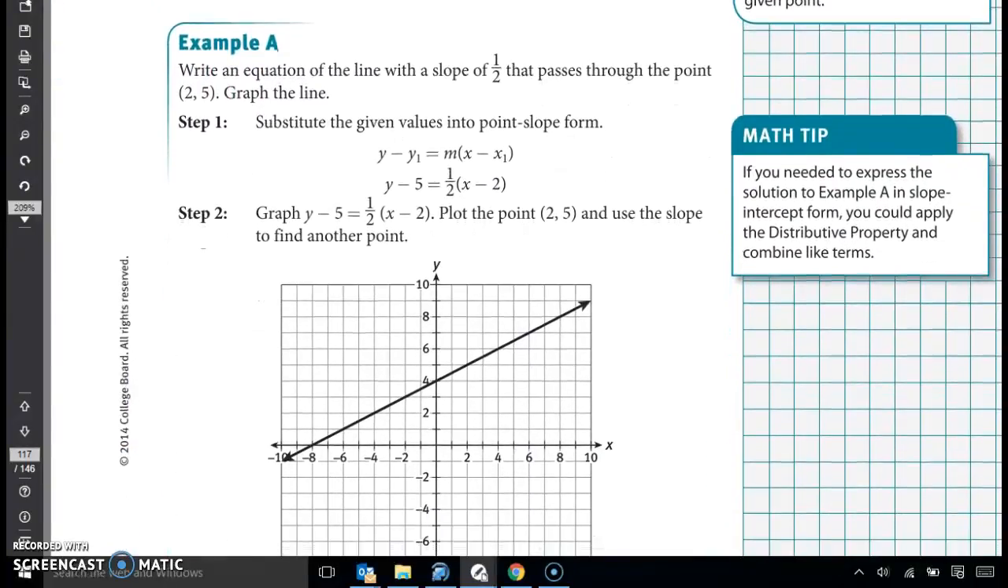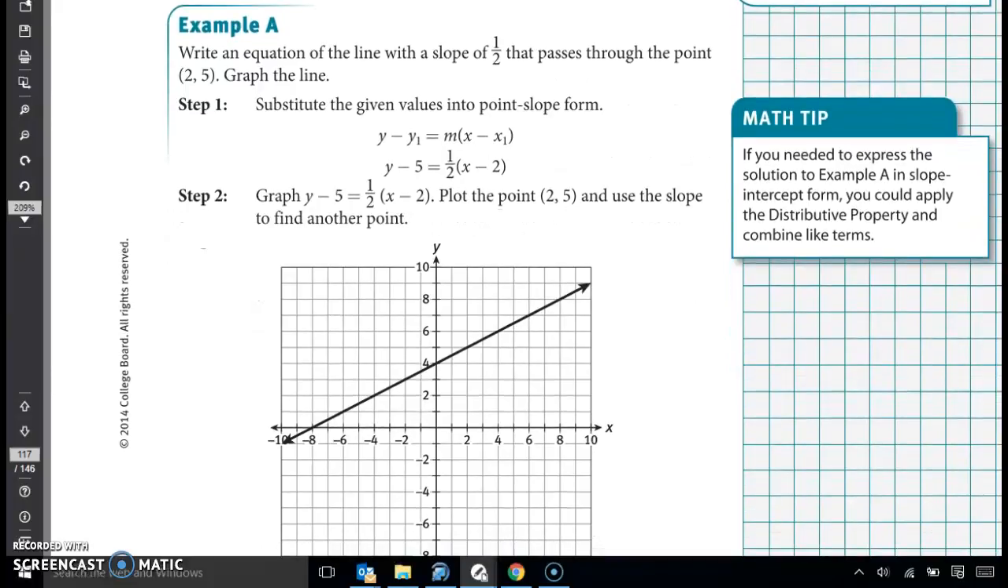So then, looking at example A, it's going to have a practice one here. It says, write an equation of the line with a slope of 1/2 that passes through the point 2, 5, and then graph the line. So what's the slope of our equation? 1/2. So that's our m. And then we're given a point on the line, that 2, 5. The 2 is going to go in for our x1, and our 5 goes in for our y1.